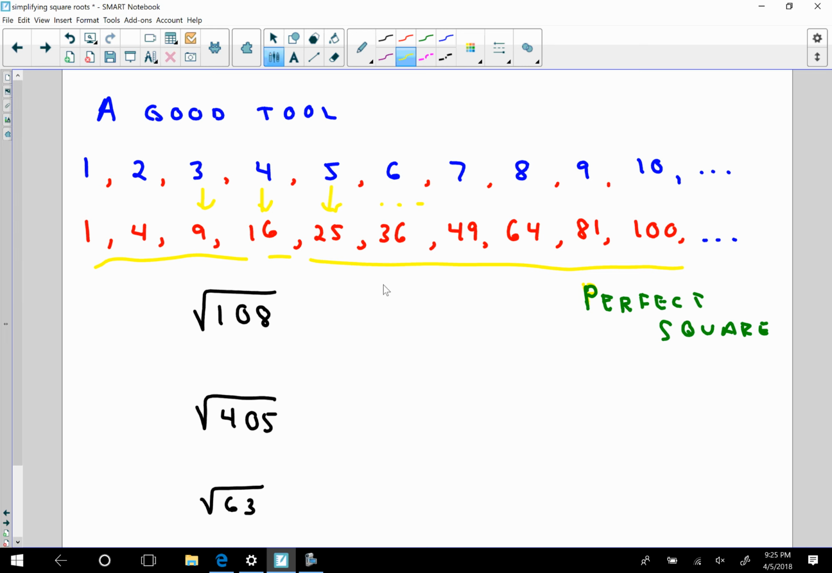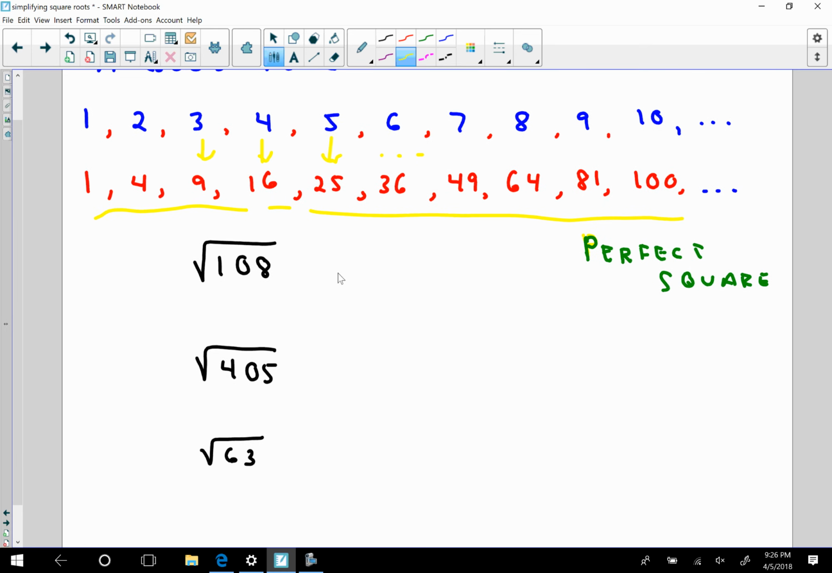Here's my tool that I'm going to use, my list of perfect squares. And if I look at square root of 108, I want to simplify the square root of 405, and the square root of 63. I'll give you a moment, pause the video, see if you can figure out if these are perfect squares. Use a calculator if you must. And see if 108 has any factors that are perfect squares. See if 405 has any factors that are perfect squares. And see if 63 has any factors that are perfect squares.